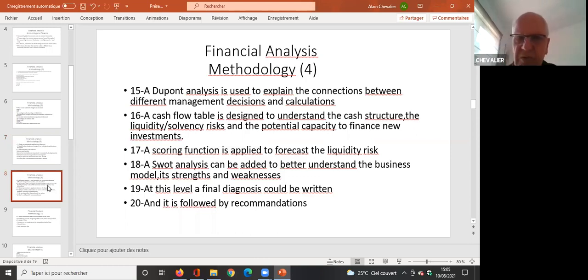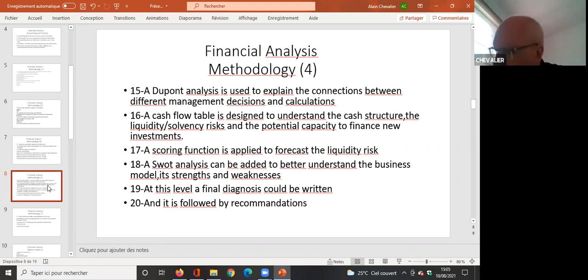We use what we call a DuPont analysis. DuPont analysis is a kind of analysis that tries to explain the connections between different management decisions and calculations. I mean, if you have an increase in your inventory on sale ratio, what is at the end the impact on the returns?